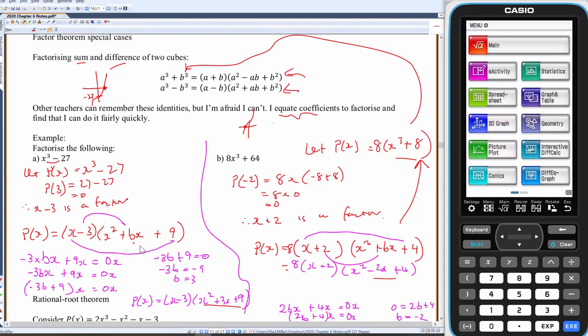Okay, so that's how I do it using the equating coefficients method. Again, you can attempt long division on that and put a bunch of placeholder zero terms, so 0x squared and 0x in, and that will work quite nicely for you as well. But this is the method I would certainly prefer you to be able to use with a perfect cube.